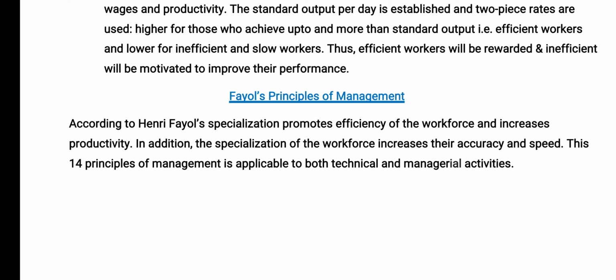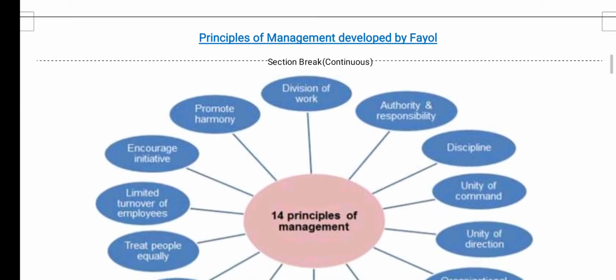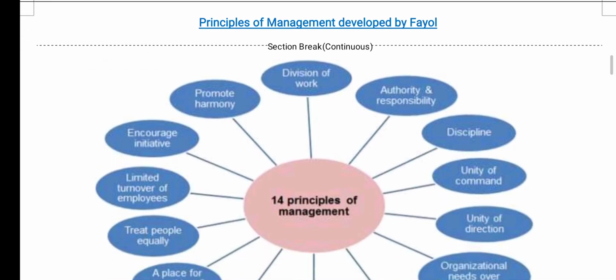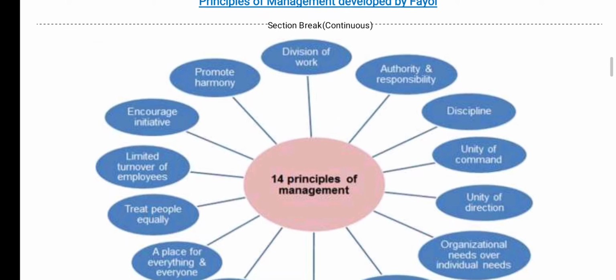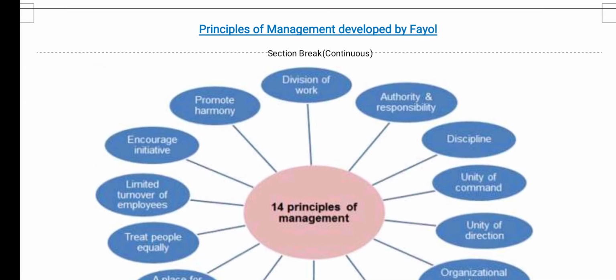So according to Henry Fayol, specialization promotes efficiency of the workforce and increases productivity. In addition, he says the specialization of the workforce increases their accuracy and speed. These 14 principles of management are applicable to both technical as well as managerial activities. As you can see in the diagram, I have mentioned the 14 principles of management developed by Fayol.